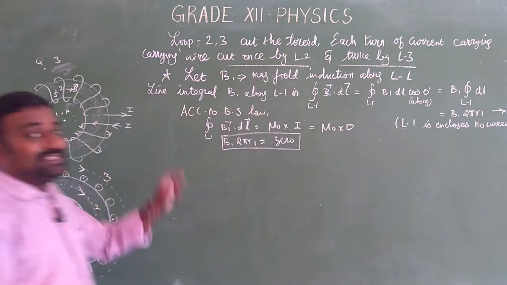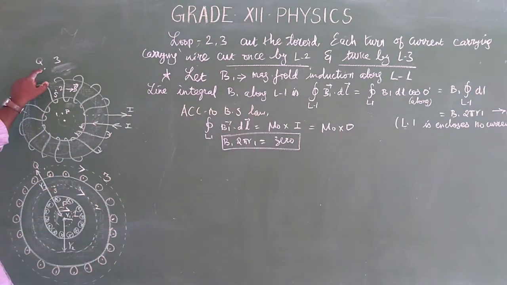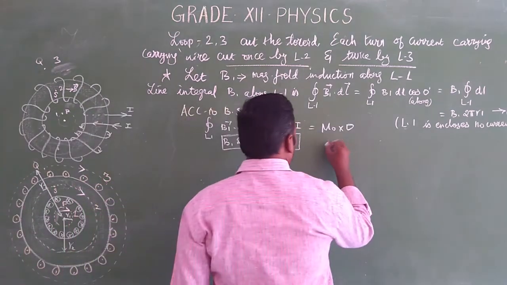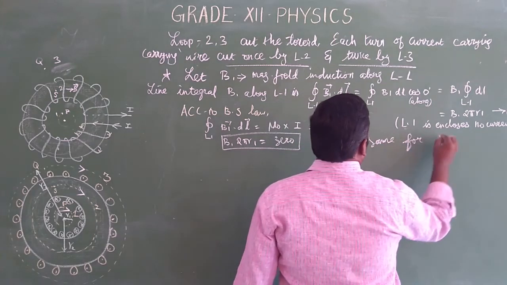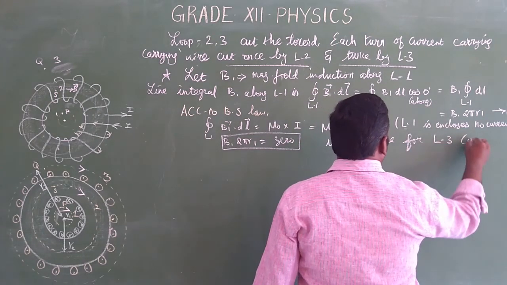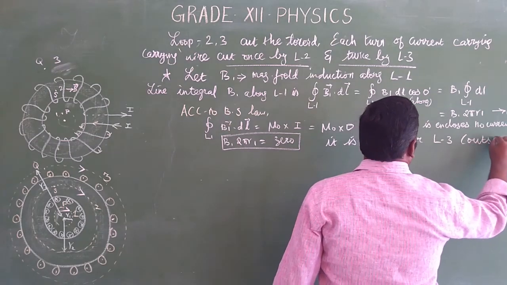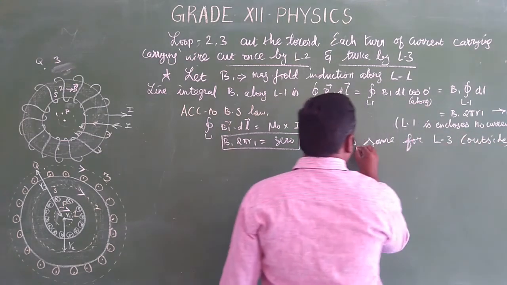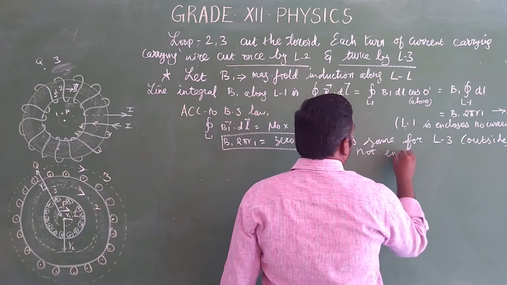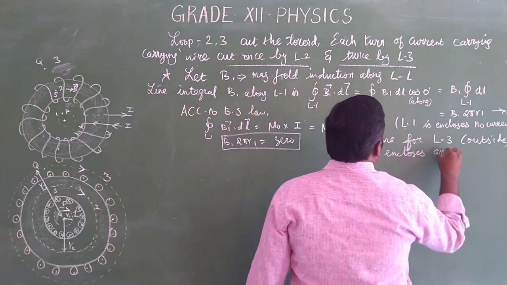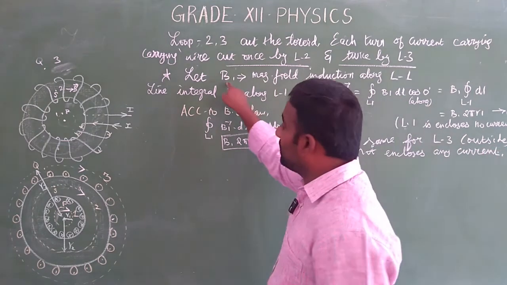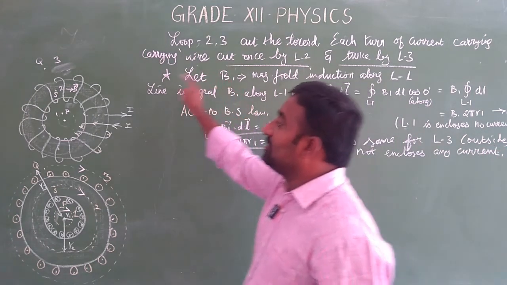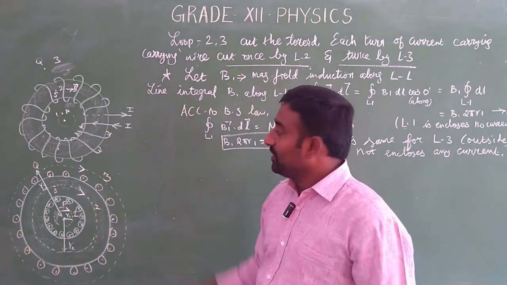This procedure is the same for loop 3, because loop 3 also does not enclose any current. It is the same for loop 3, which is outside the toroid. That also does not enclose any current. The same derivation is used for the magnetic field at the third loop, which is outside the toroid.